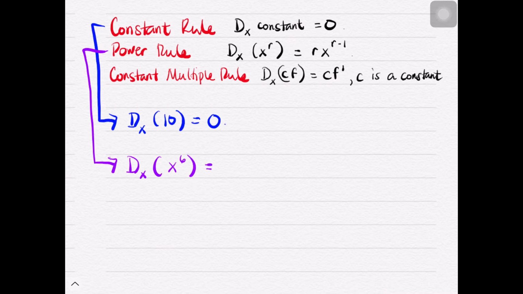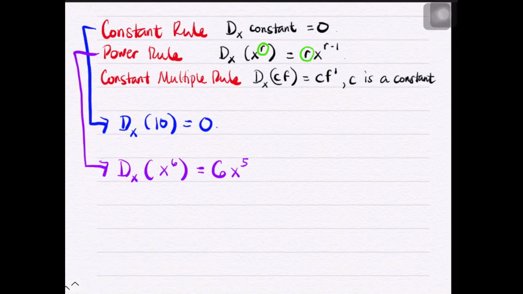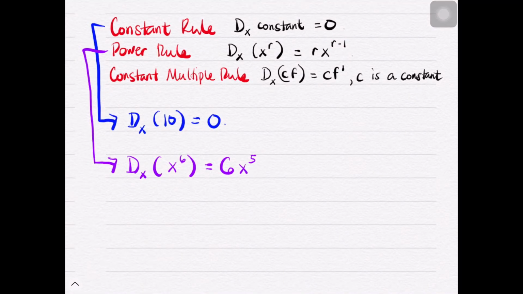Next, if we have a function x to the power of 6, using power rule, its derivative will now have the coefficient 6, which is the original power, and our new power this time would be 6 minus 1, which is 5. Power rule also applies with the negative exponent, so if we have x to the power of negative 5, its derivative would now be negative 5 times x to the power of negative 5 minus 1, which is negative 6.